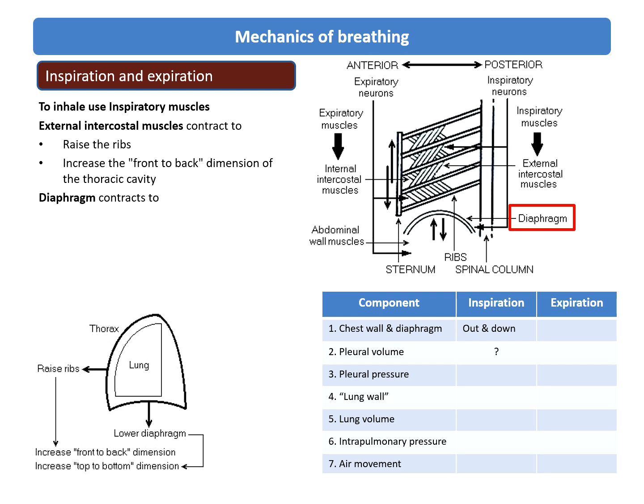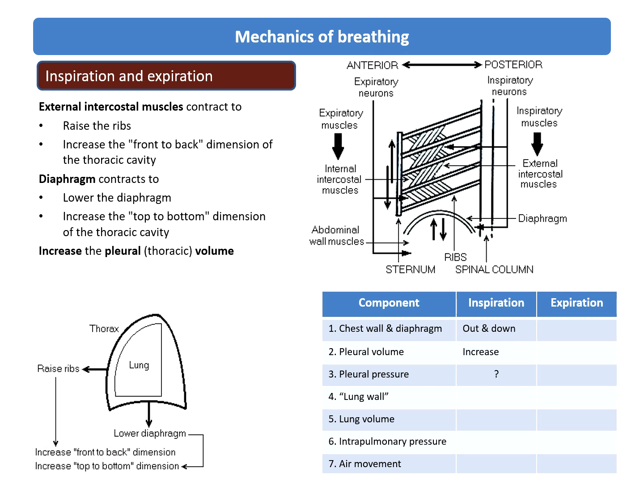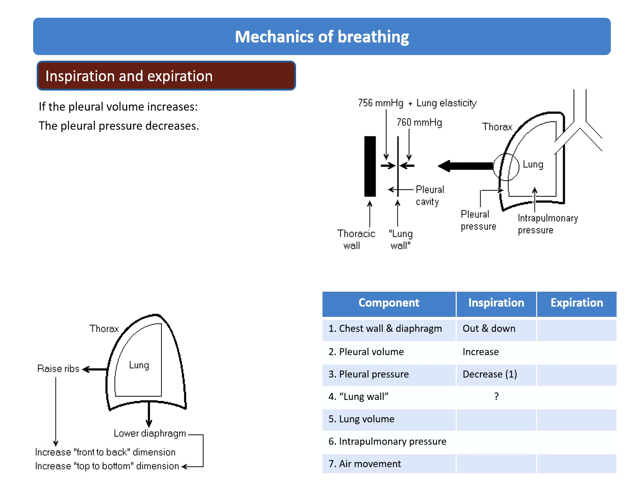At the same time, the diaphragm contracts to lower the diaphragm. So step one, the chest wall and diaphragm move out and down. This increases the top-bottom dimension of the thoracic cavity. The result is an increase in pleural volume or thoracic volume. Remember Boyle's law. If the pleural volume increases, the pleural pressure will decrease. Now notice the one in parentheses. We'll come back to that shortly.